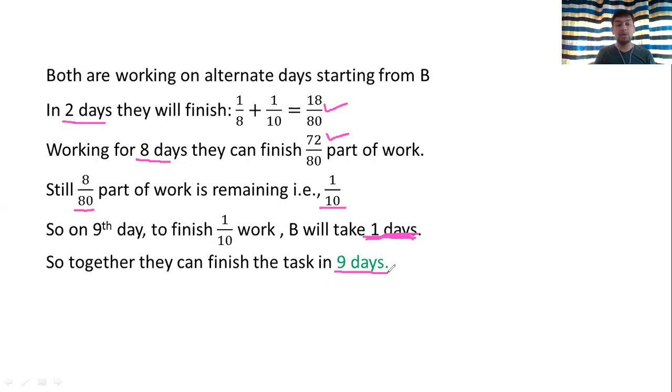So there are two cases, depending on who is starting the work. See, in both the cases, even though the same persons are working, who is starting the work and what is the efficiency of that person is important. So hope you have understood both the cases. Simply, you have to calculate what is 2 days work, what is the remaining work, and who is working on the next day, on the 9th day, whether A is working or B is working. Based on that, you have to find out the total number of days required to finish the task. So this was the type number 3.